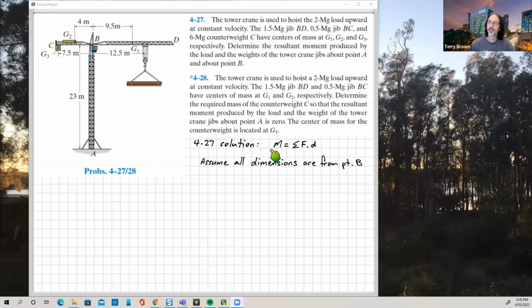Just do the calculation, and if you're not sure, just put in an assumption here. All right, so having said that, let's get on with the problem.